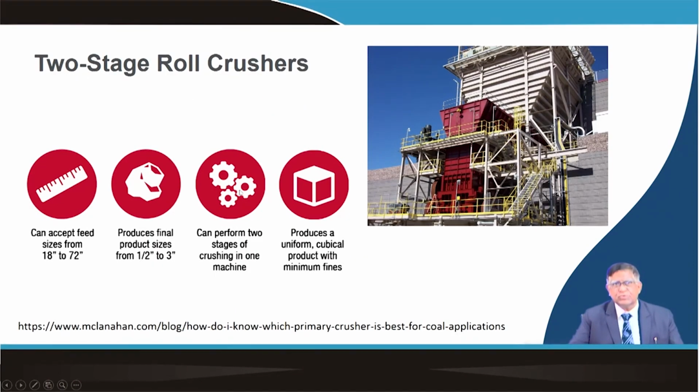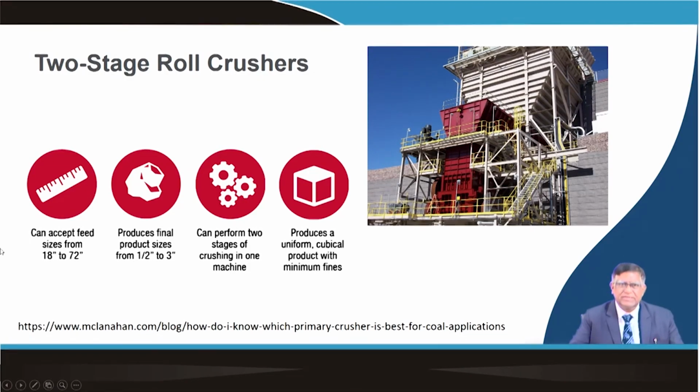Now, there are two-stage roll crushers. You can see here that at one stage the crushing is done, and then again a secondary stage is done, and then the material is taken over here. They can be used as remounted fixed-type in-pit crushers.